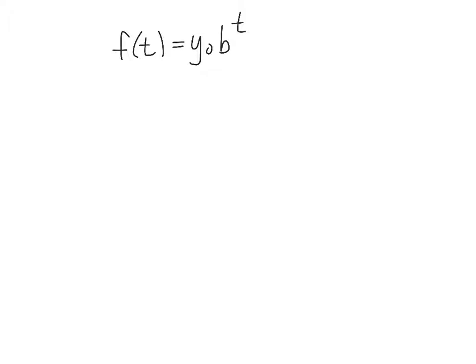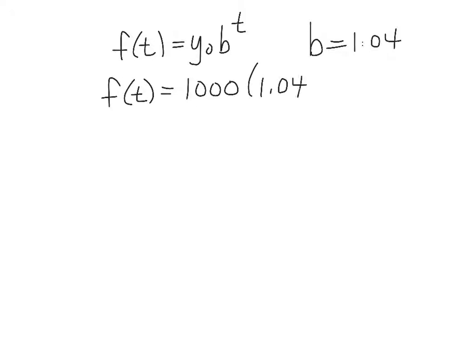Okay, so let's see what our function looks like now. So we found that b was equal to 1.04. So now we can go back to our growth function and finish that off. So y sub 0 in this case was 1,000, and we have 1.04 is our b, and it's raised to some value of t. So now that we have this growth function, we're able to use it then to determine how much will be in the bank account so many years down the road, whatever number of years you're looking for.